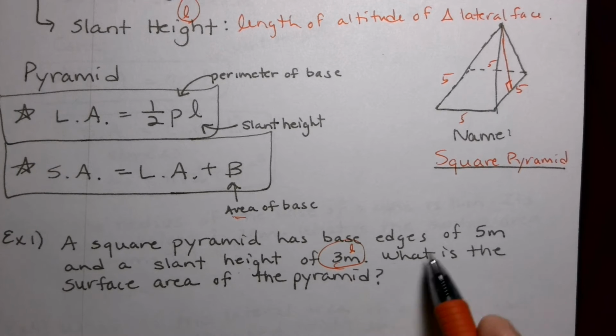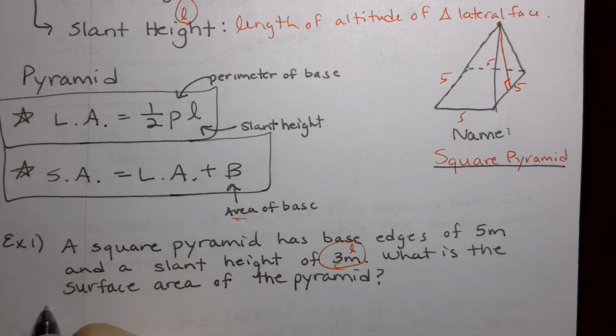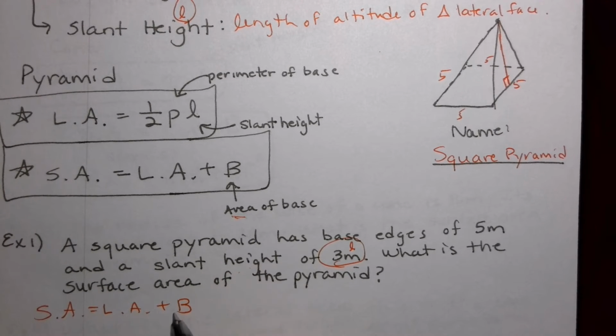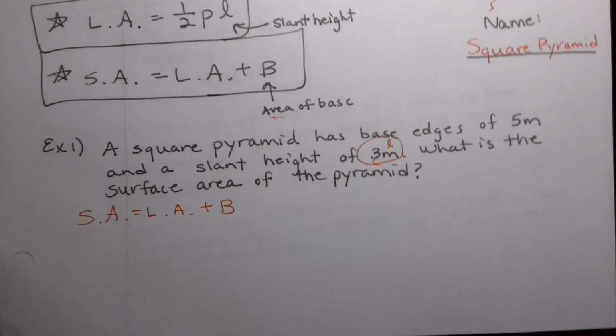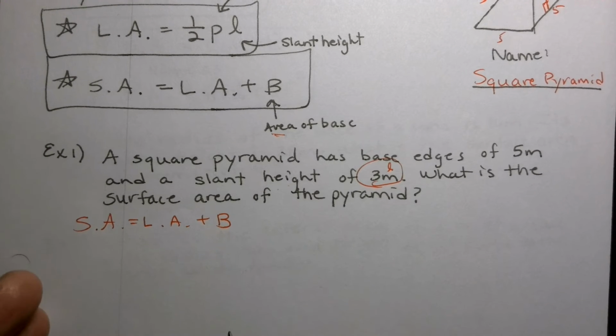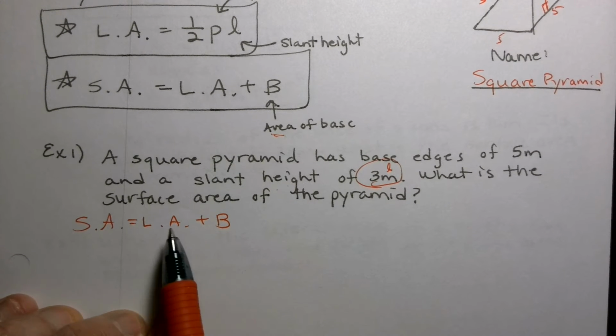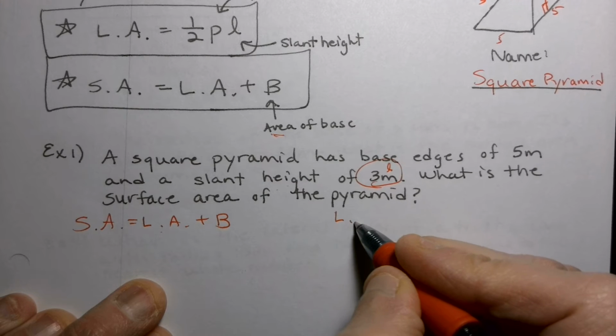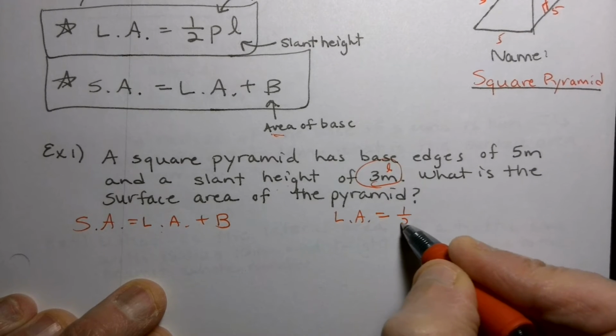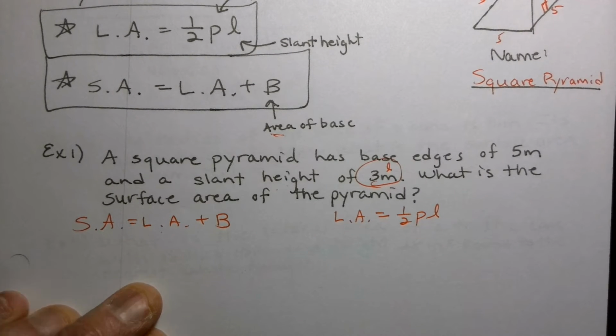But let's look. We want the surface area. So I'm going to write my formula. Surface area equals LA plus B. So I know that I always need to come back over here. This is my main problem. I'm going to now jump aside because I need to figure out the lateral area. So I'm going to go over here and do that.